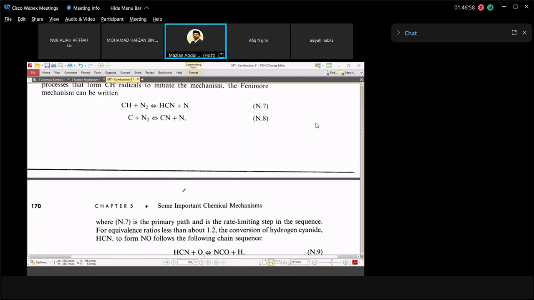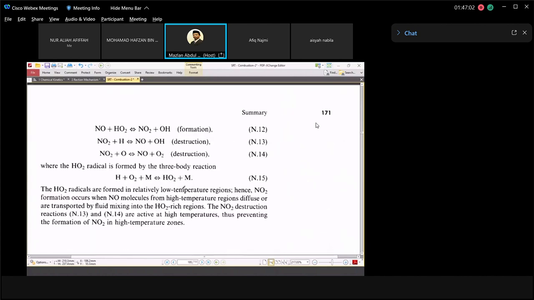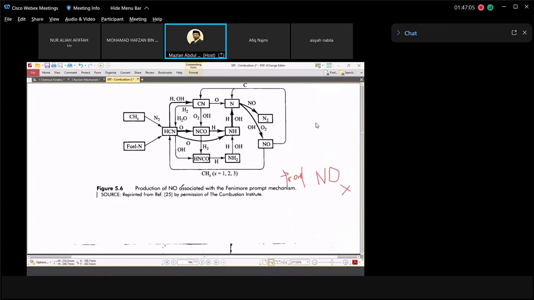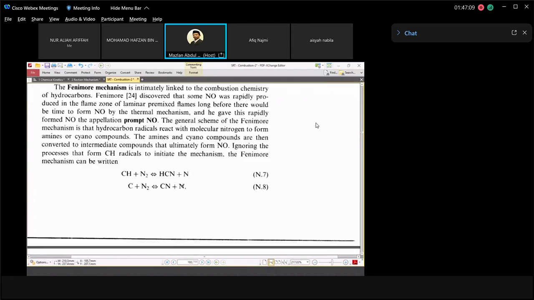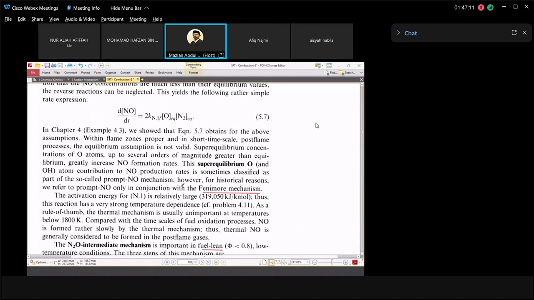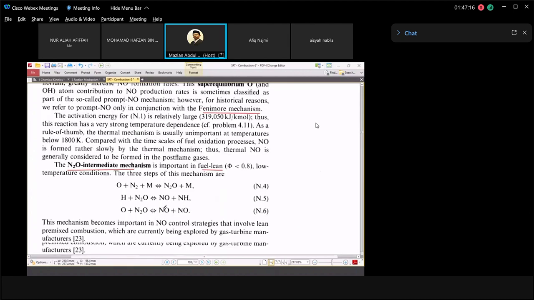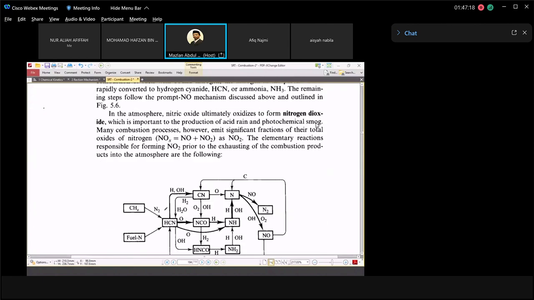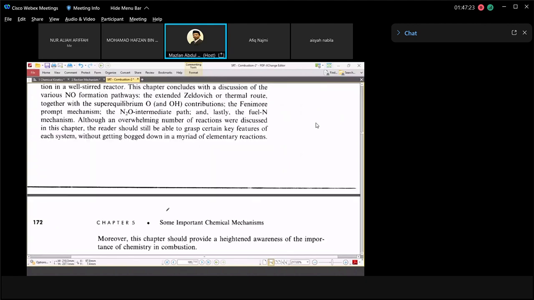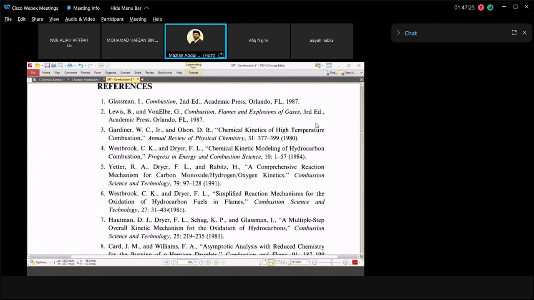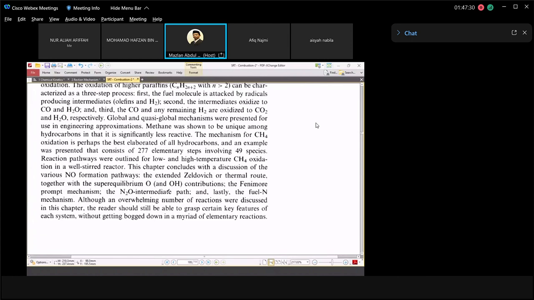Okay, this is prompt NOx. And the other one is N2O. N2O. Okay. So that's how the NOx is produced. Right. Okay. Some important chemical mechanisms.